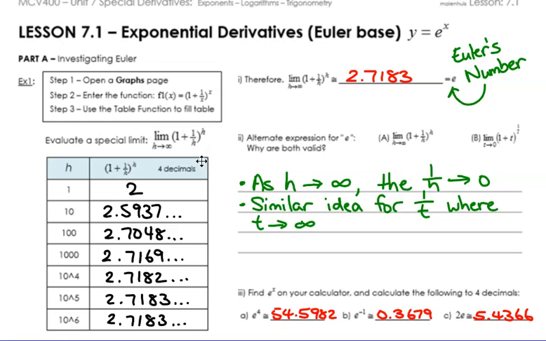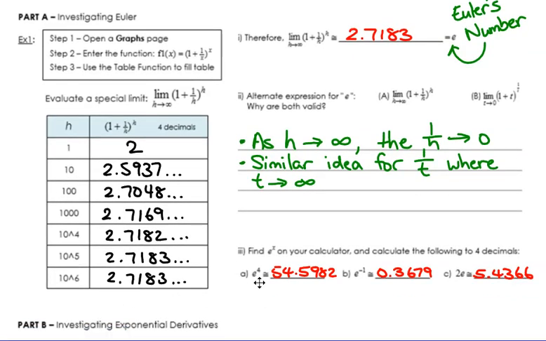So what I'd like you to do is try to find that e to the power of x button on your calculator, and input e to the power of 4, e to the power of -1, and 2 times e, and see if you actually get these numbers. Because it's just e, which is this guy, to the power of 4, and see if you get this. E to the power of -1, and see if you get this, and so on. Okay, so that's just playing with the number a little bit.